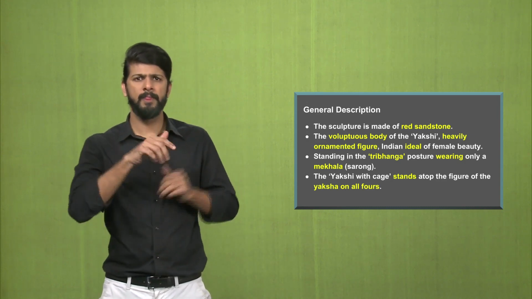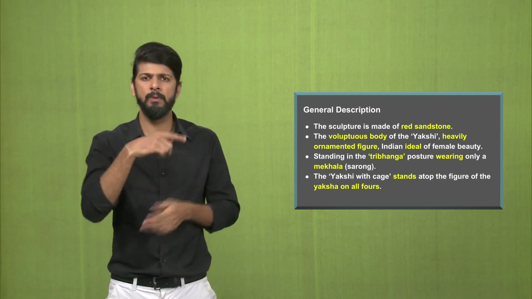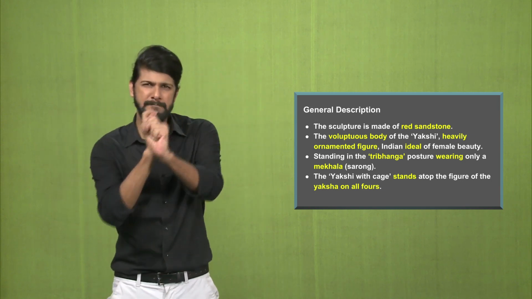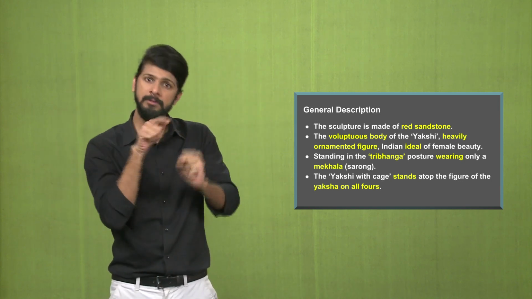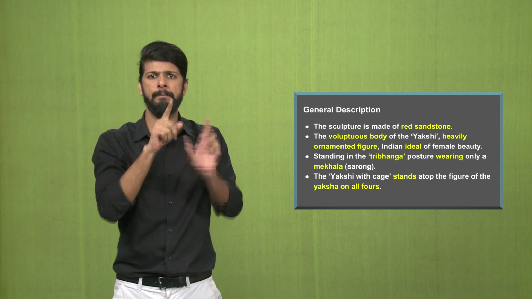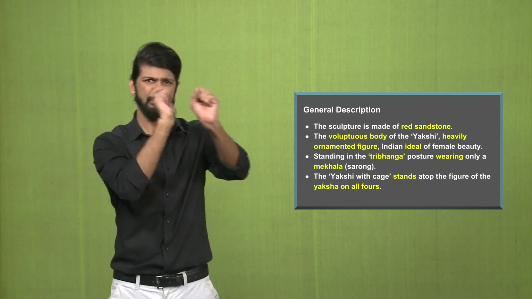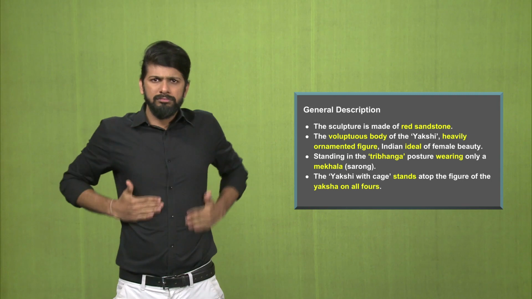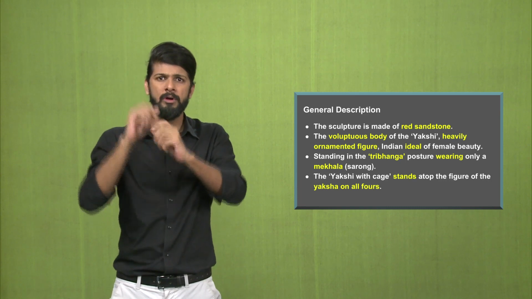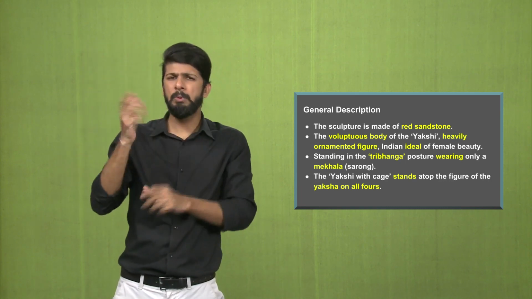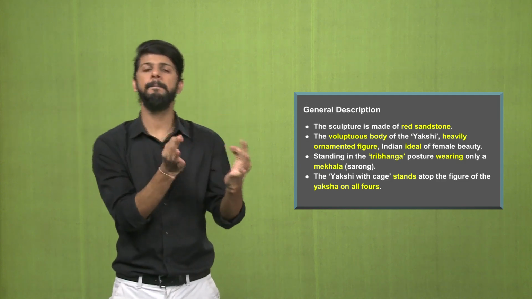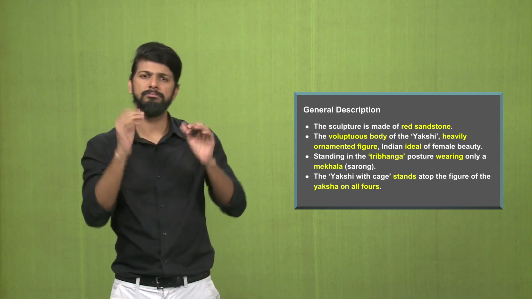Yakshi with a cage, general description. The sculpture is made of red sandstone. Huge boulders of red sandstone are taken. It is a lot of work and fine skills to get the perfect shape. In the Yakshi with a cage sculpture, the body of the Yakshi is voluptuous. This voluptuous body is the Indian ideal of female beauty, which the artists were also able to aptly match.